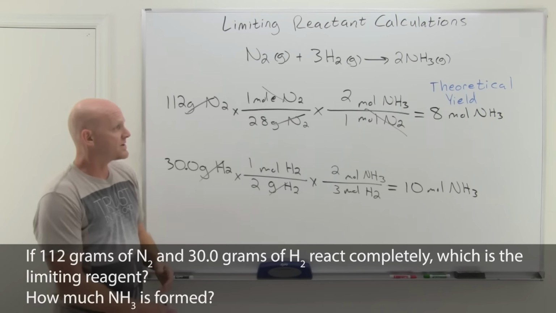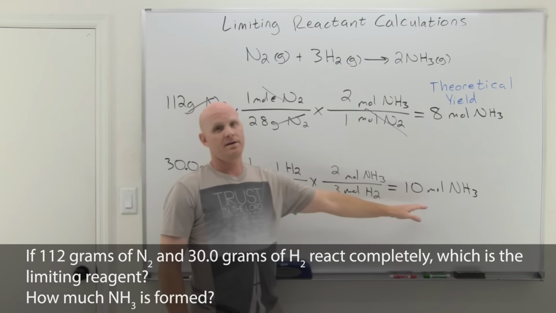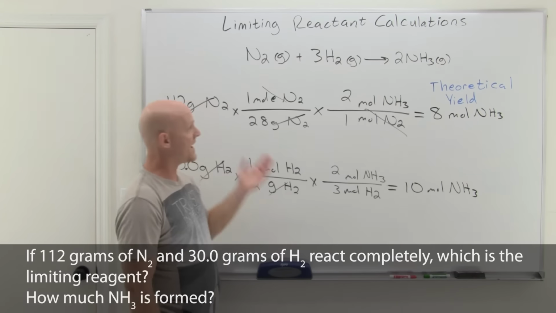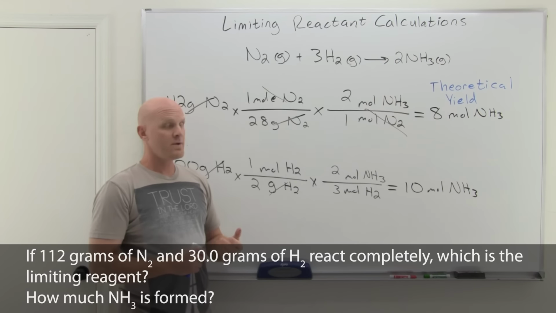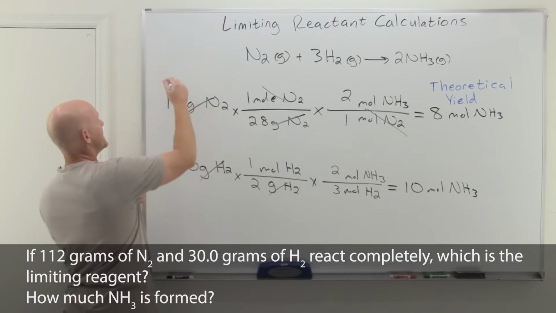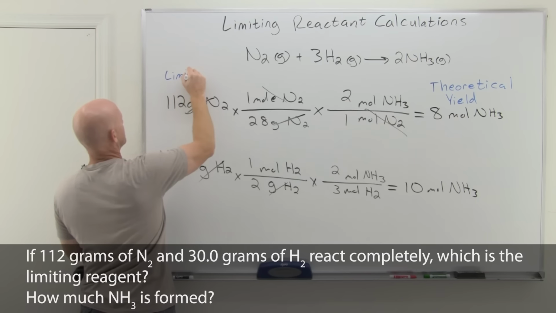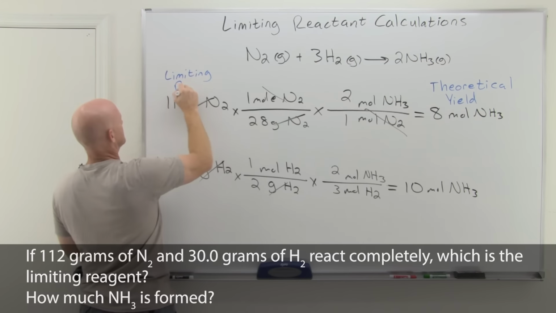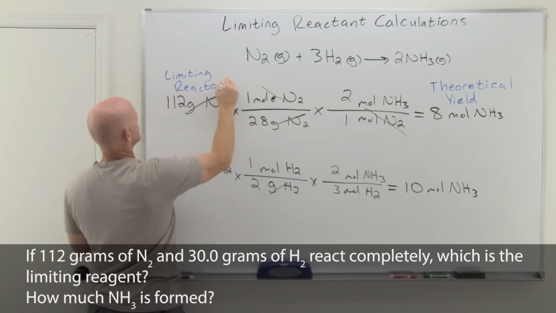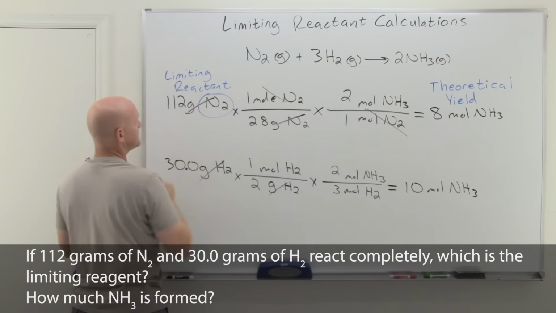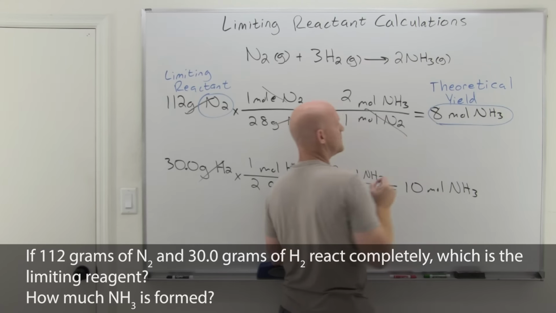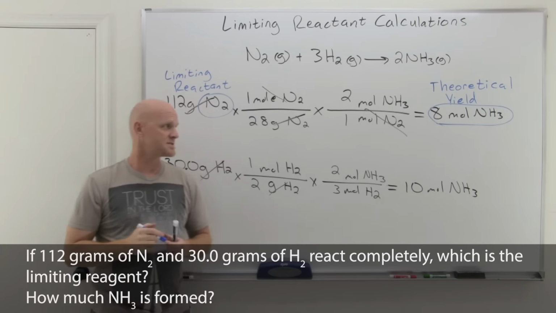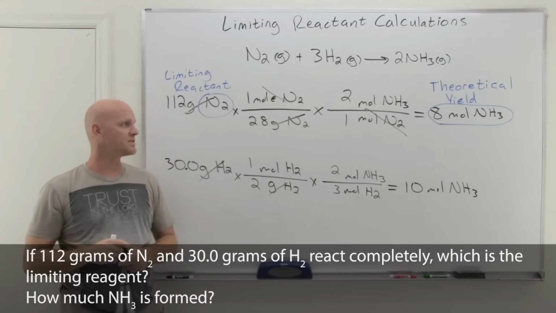All right, so there's our theoretical yield of 8 moles. We're never going to have any chance of getting 10 moles. We just don't have enough N2 to get there. And so now we've answered 2 questions. Our limiting reagent here, or limiting reactant, same difference, is N2. Our theoretical yield here is going to be this 8 moles of NH3. So in this methodology, we've actually solved for both at the same time.